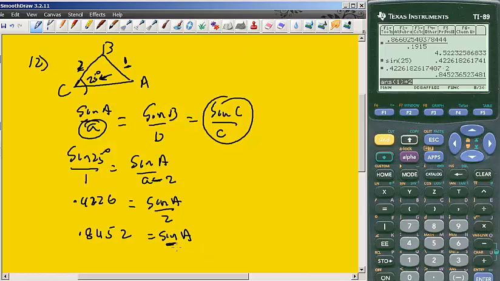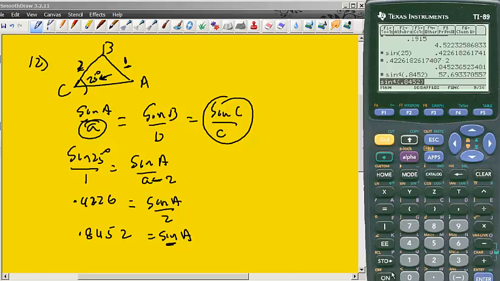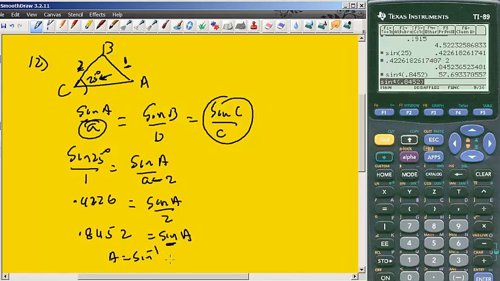Of course, to get rid of that sine, we have to take the inverse. So let's go take sine inverse of 0.8452. Okay, and we hit enter, and that will give us angle A. So angle A is sine inverse of 0.8452, and that turns out to be 58 degrees. Okay, so this angle is 58 degrees.